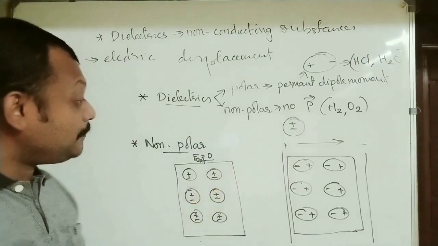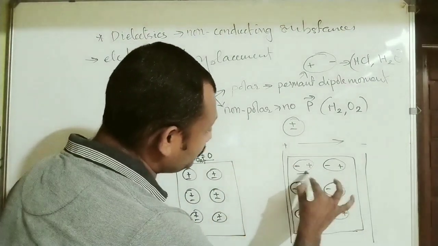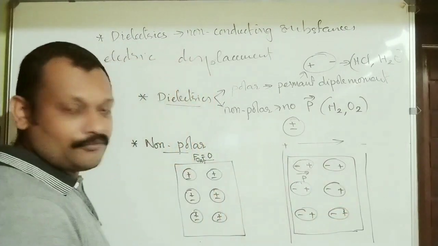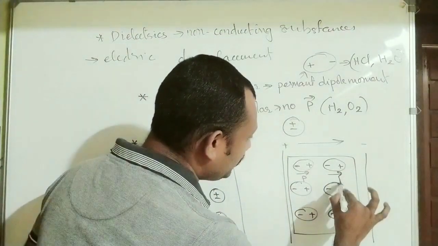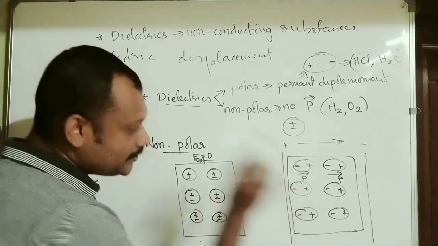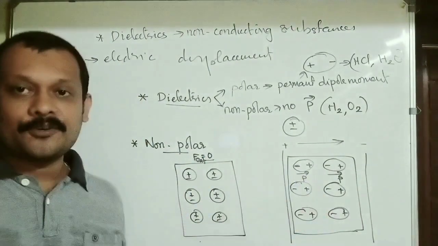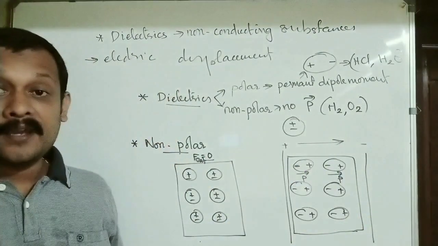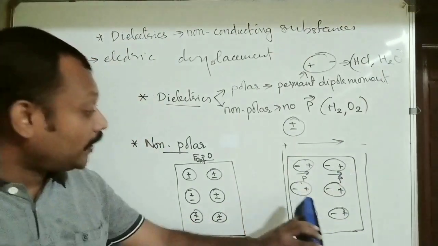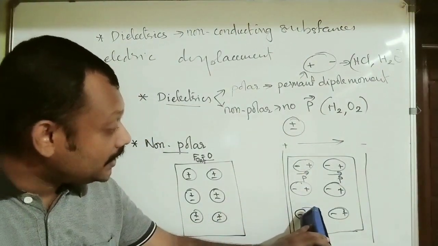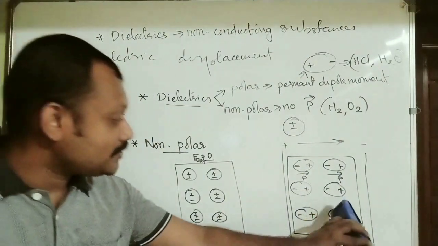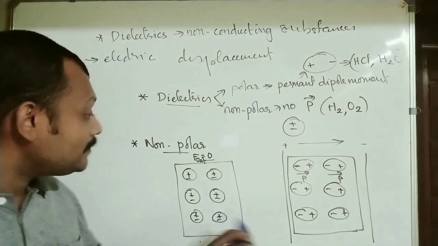You can see that there is a dipole moment here. What is the direction of this dipole moment? From negative to positive. What is the direction of dipole moment here? Again from negative to positive. And here? From negative to positive. And here? Again from negative to positive. It's again from negative to positive in every molecule.